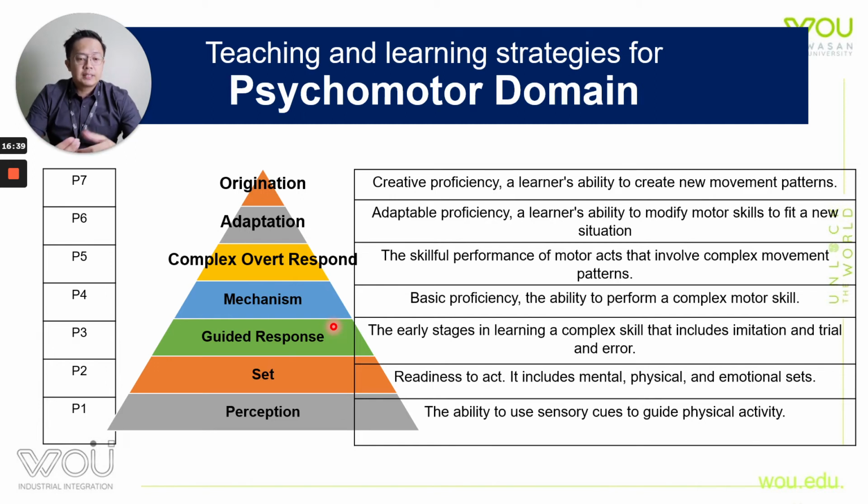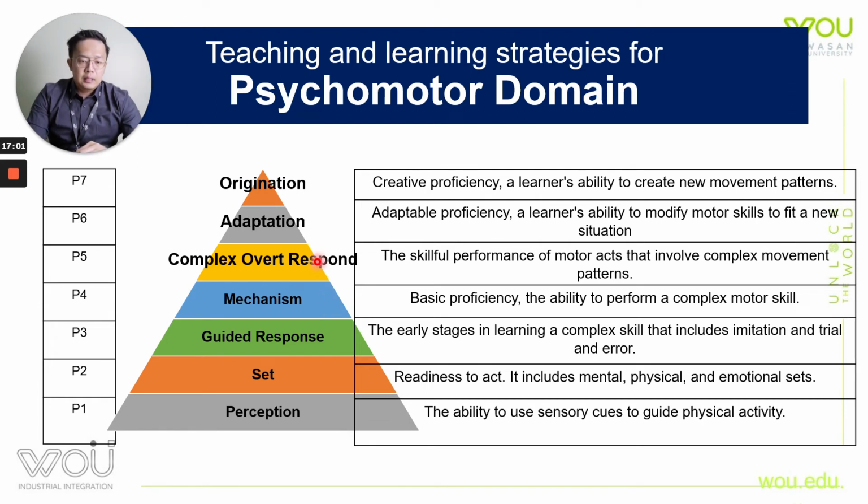Then number 3 is very simple: whether they're able to cook by following the recipe book. If they're able to follow the recipe book and cook a dish, that means it's at the guided response level. Then mechanism means that without the recipe book, they manage to cook the dish, but maybe not so delicious, but it's an acceptable level because it's indicated by basic proficiency.